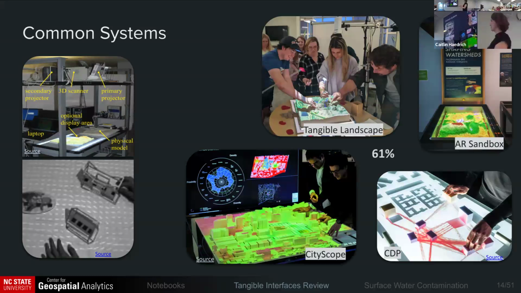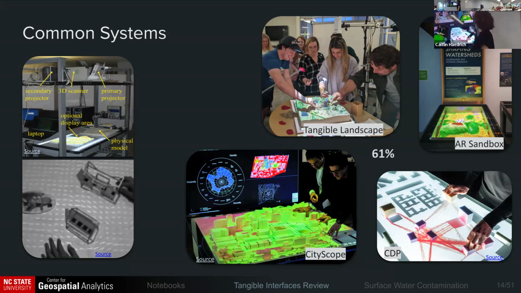But then with the cheaper sensors and more machine vision algorithms, we saw that explosions of systems sort of in the 2014 to 2016. And now when we look at the whole body of research, 61% of those publications came from one of these four systems or research groups. The first one, tangible landscape, driven by GRASS and originally developed by Dr. Matashva in our lab group.